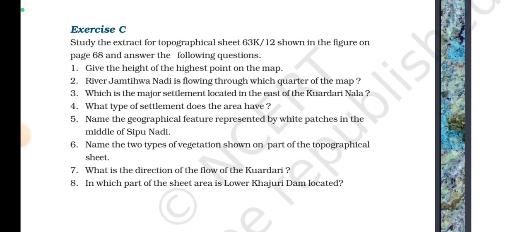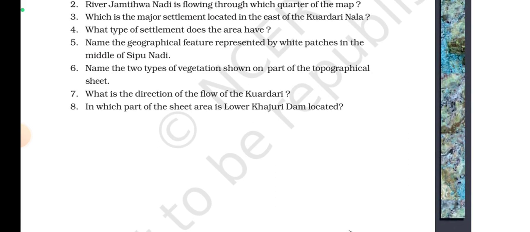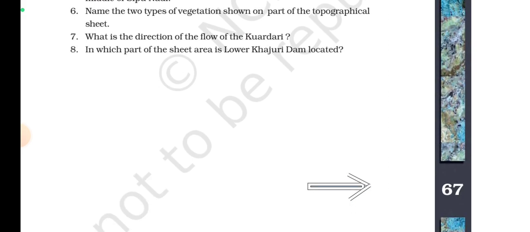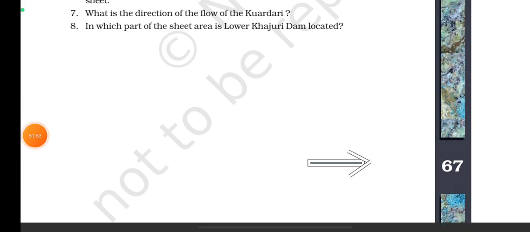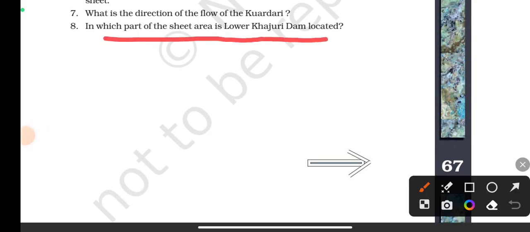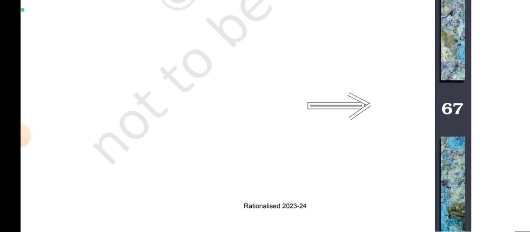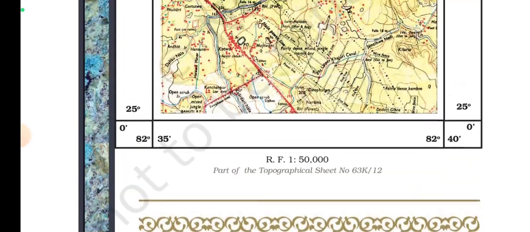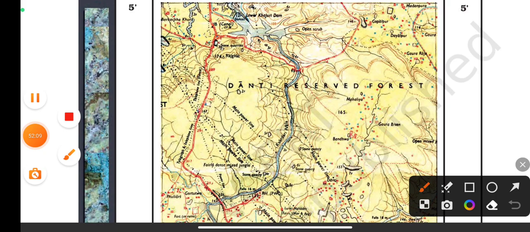Now exercise C. Study the extract from topographical sheet 63K/12 shown in the figure on page 68 and answer the following questions. Give the height of the highest point on the map. River. So your questions are very specifically asked. You have to find out the location of the river or the village, and you have to answer the question. Okay. You can see in which part of this sheet area the Lower Khajuri Dam is located. So you have to search it on the map, and then you have to answer the question. So that's it, okay? Usually exercise C is from this map, not from the earlier map.